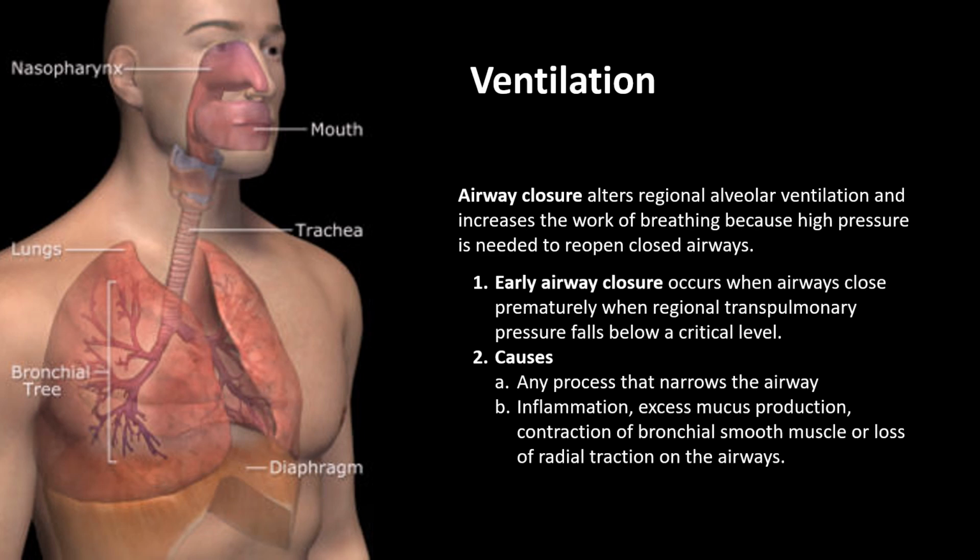Lastly, airway closure alters regional alveolar ventilation and increases the work of breathing because high pressure is needed to reopen closed airways. Early airway closure occurs when airways close prematurely when regional transpulmonary pressure falls below a critical level. The causes are as follows. 1. Any process that narrows the airway. 2. Inflammation, excess mucus production, contraction of bronchial smooth muscles, or loss of radial traction on the airways.